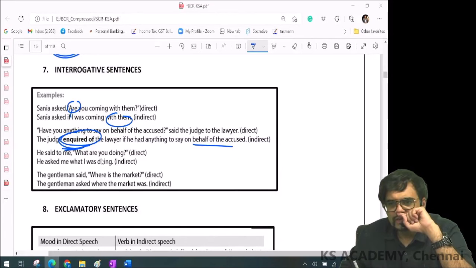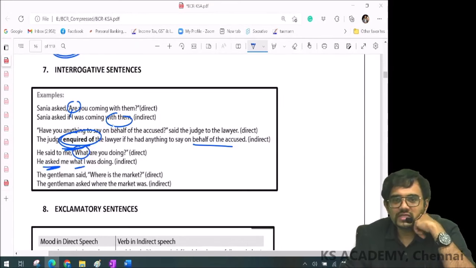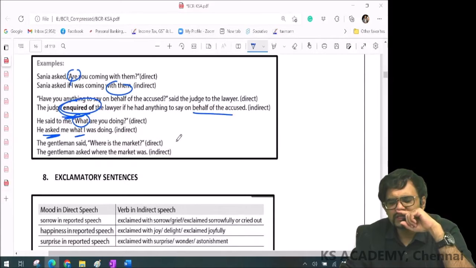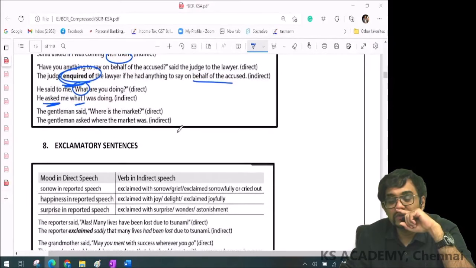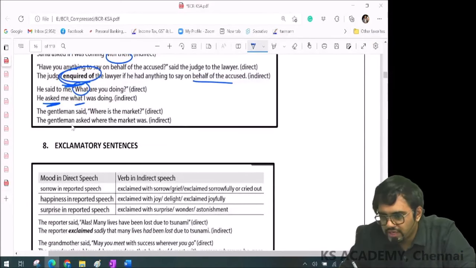He said to me, what are you doing? He asked me what I was doing. What are you doing will become what I was doing. The gentleman said, where is the market? The gentleman asked, where was the market? No, where the market was.